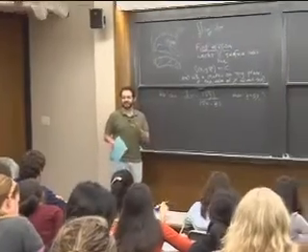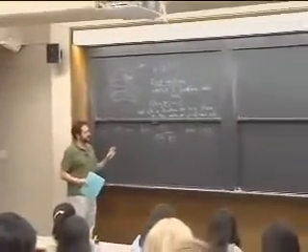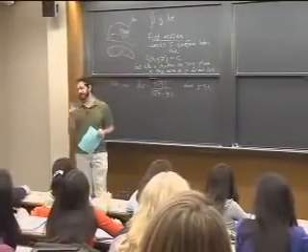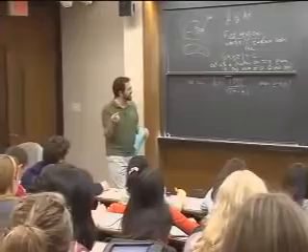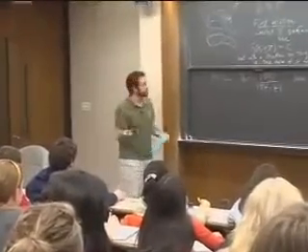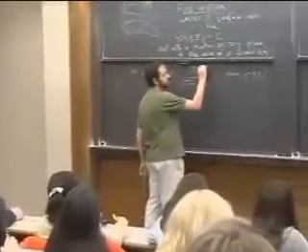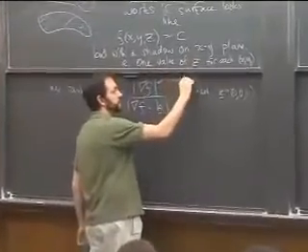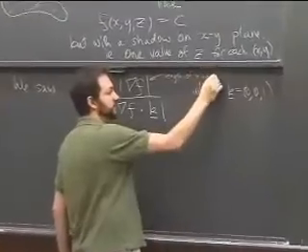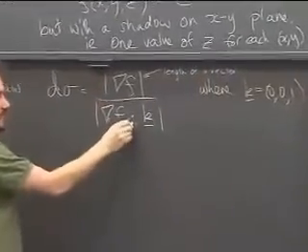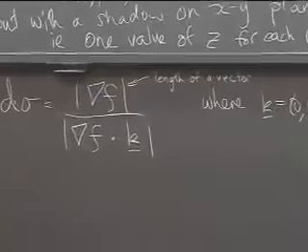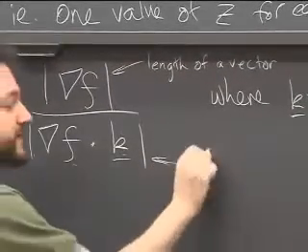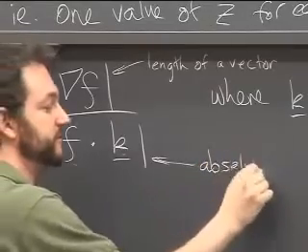Now, here was something that I wanted to stress. This is a vector, right? F is a scalar function. Grad f is a vector. So this is the modulus, or the length, of a vector. But when you take that same vector and you dot it with k, that means just take the third component of it. So this is a number. So this is actually an absolute value, the regular old absolute value of a number.